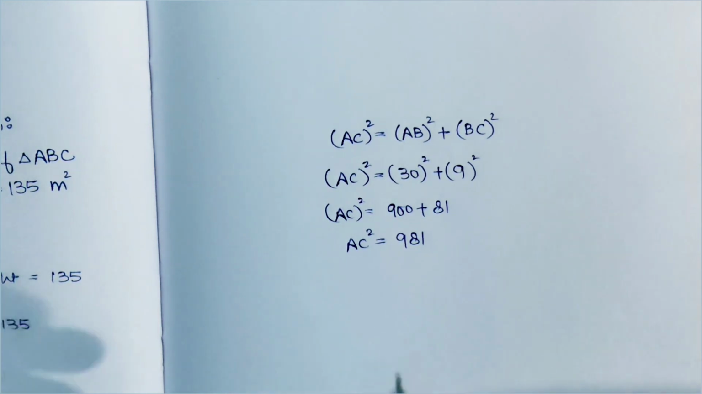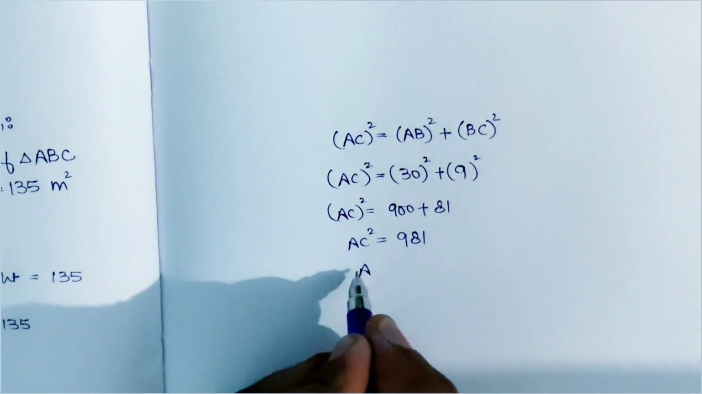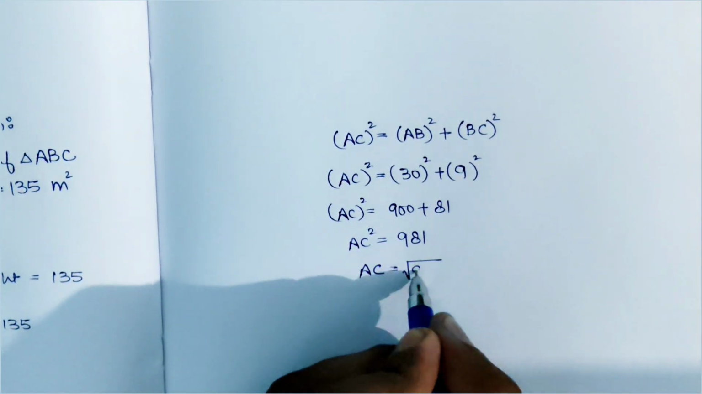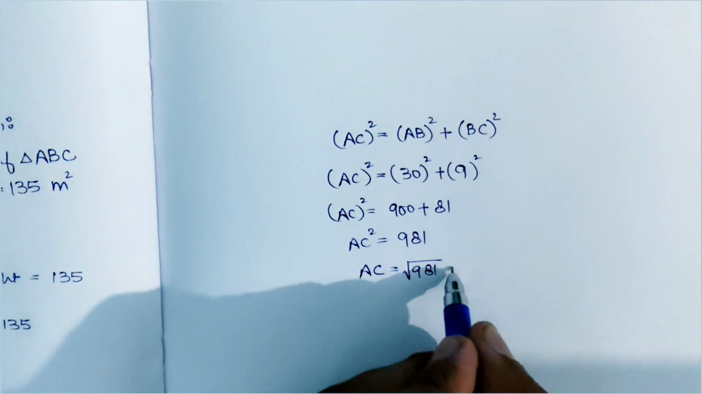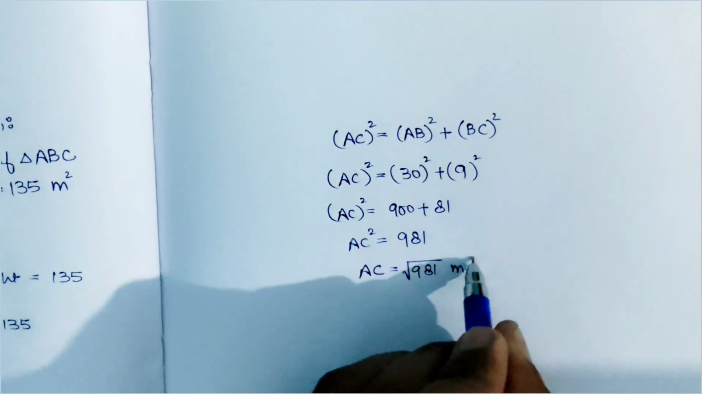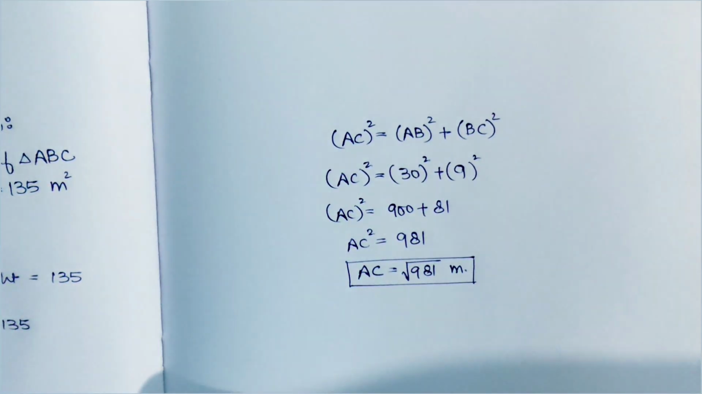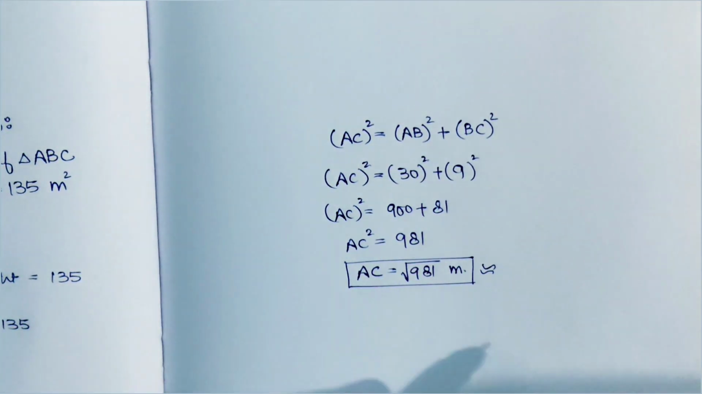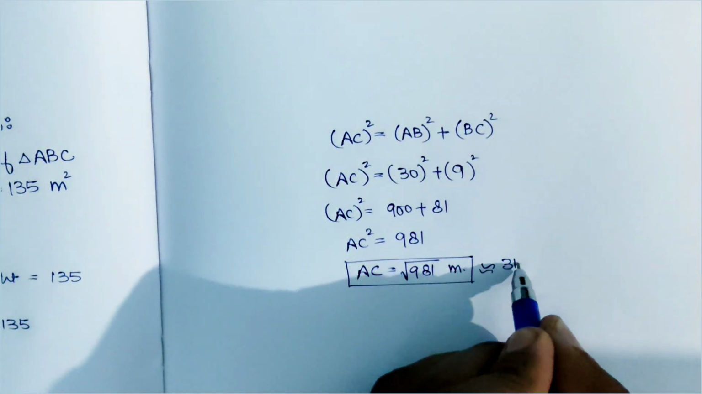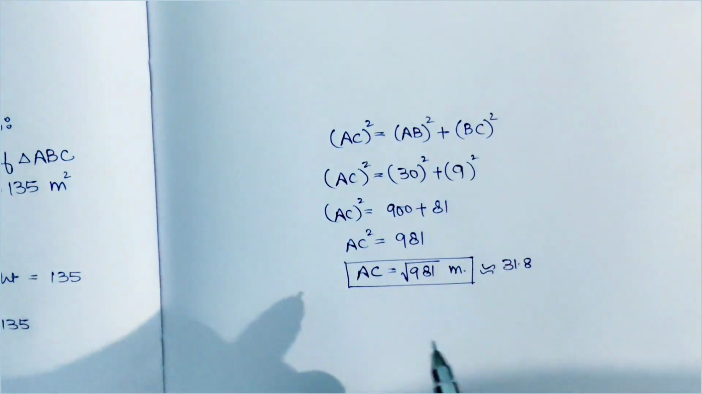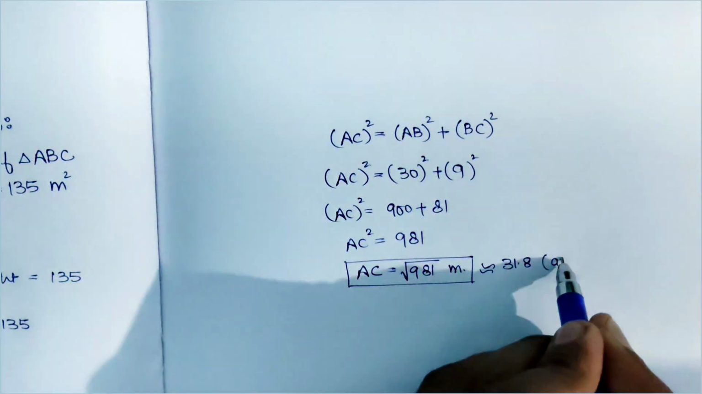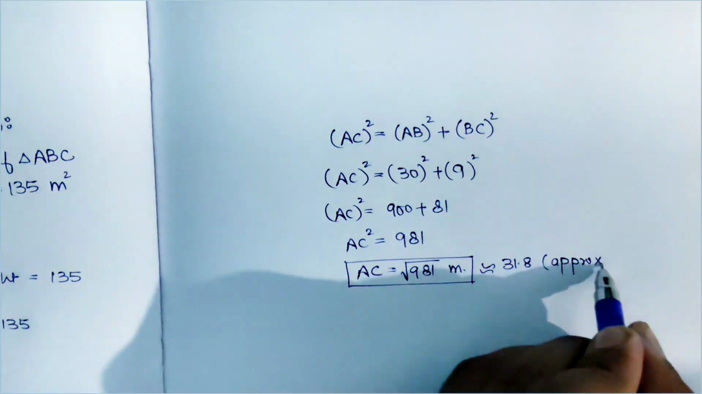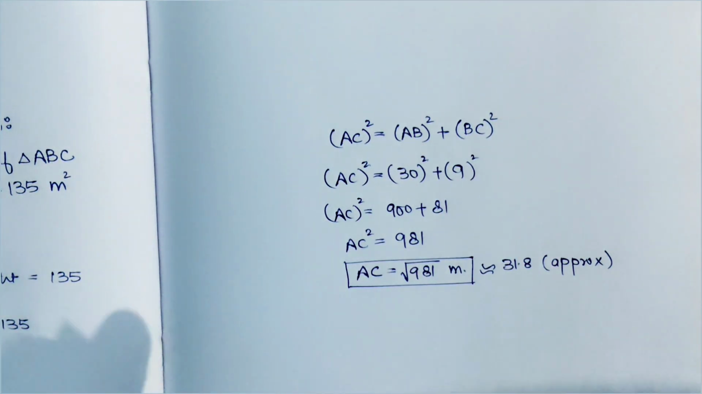Put or shift this square on the right hand side. So this will become under root of 981 meter. Okay, so this is the value of AC. If you want to find the closest value of this, it will be 31.87 or something, somewhere. This is an approximate value. I'm just writing it in a rough manner, but it will be somewhere 31 point something.